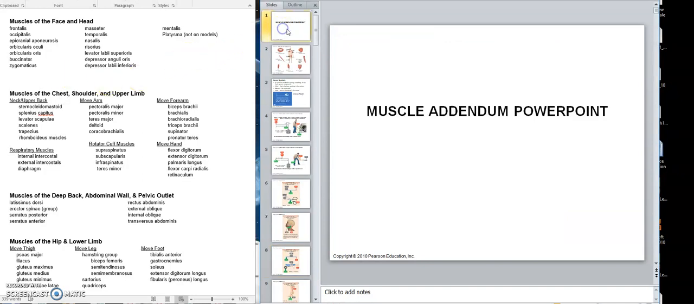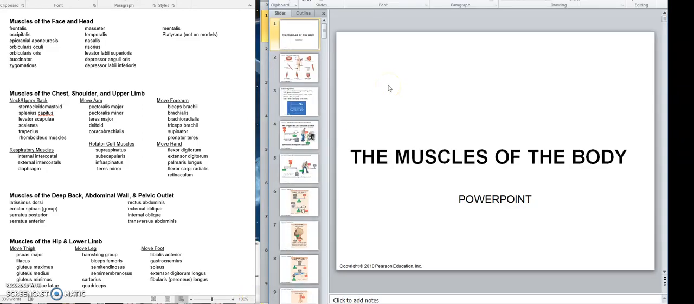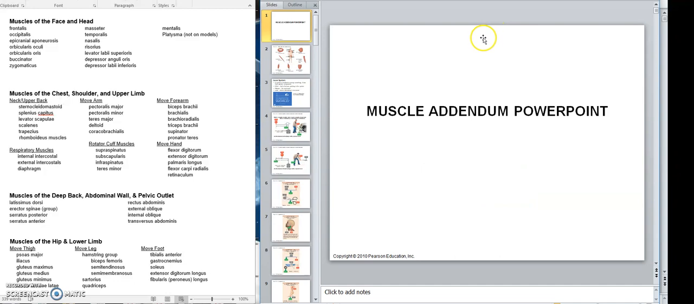Now, in terms of PowerPoints, I have two PowerPoints. One is this one, the muscles of the body, that would be on my website. The muscles of the body is a much longer one. It's 129 slides. This is a more extensive one. The one I'm going to use in this video very quickly is called Muscle Addendum PowerPoint. And this one, I only have 57 slides.